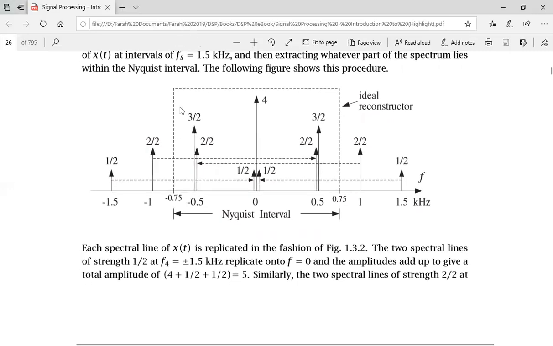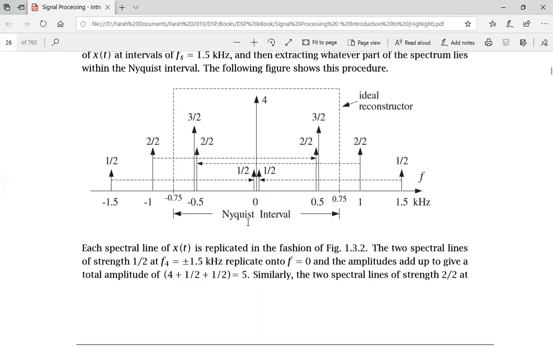An ideal reconstructor is shown through this dotted line. And what you observe here is that for every frequency component, the spectrum has two impulses. For example, for cos 2 pi f1 t, you will have two impulses at plus and minus f1, and their amplitude would be half. It is due to the identity that cos theta can be written as e^(j theta) plus e^(minus j theta) divided by 2. So the amplitude is reduced to half, and every spike indicates a single frequency component at its place.